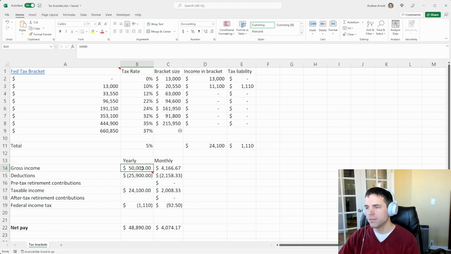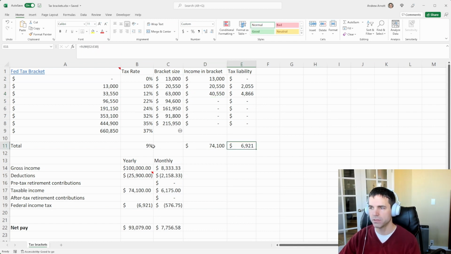Now, let's raise the bar a bit more, shall we? Let's say 100,000. So now things get a little more interesting. Now you're spread across 3 tax brackets. Your total tax liability for the year is almost $7,000. Your marginal tax rate is 12%.